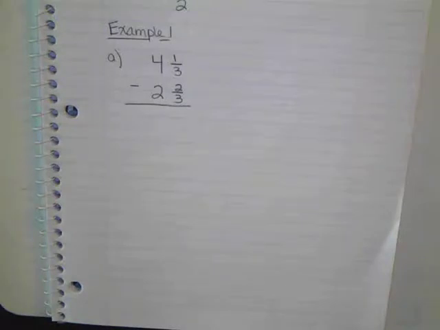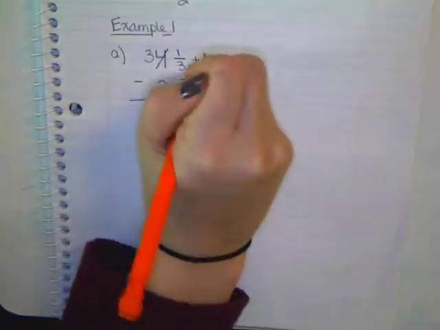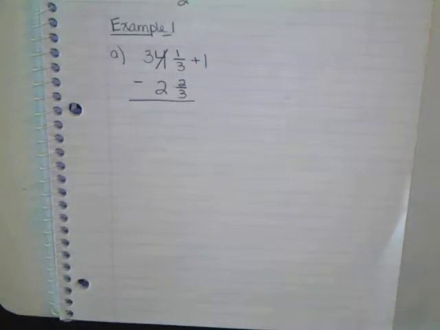What place value is the 4 in? What's the place value of the 4? It's the 1's place, right? So I'm going to borrow 1 from the 4, and the 4 becomes a 3. So I need to add 1 to the 1/3.